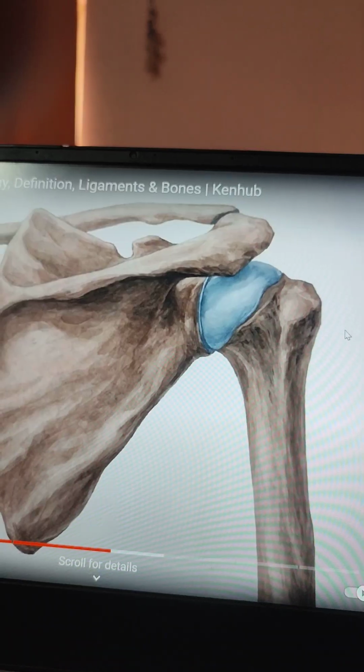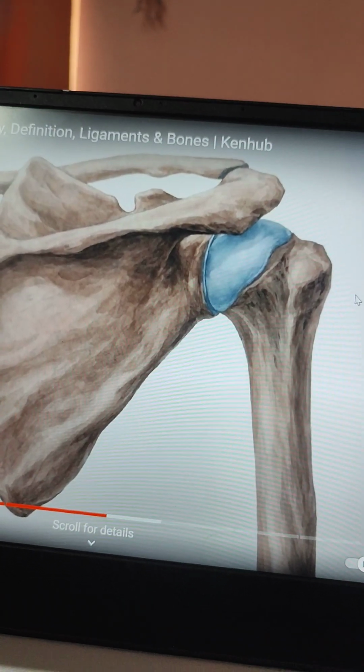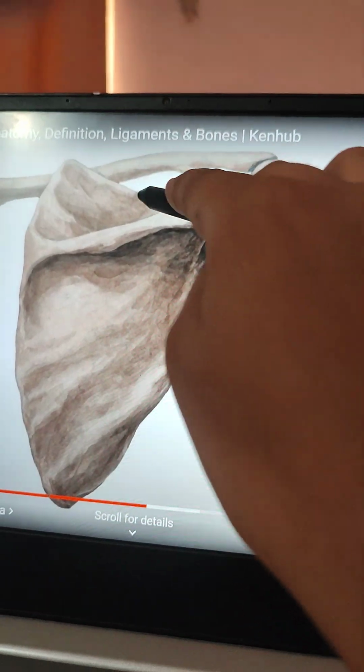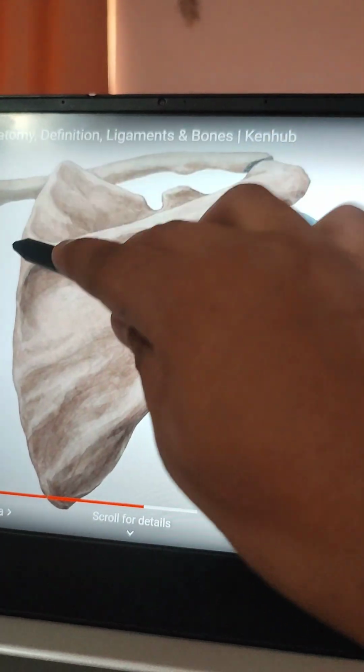Okay, now we are doing the posterior aspect. You can see this is the posterior part of our scapula. It is divided into two.